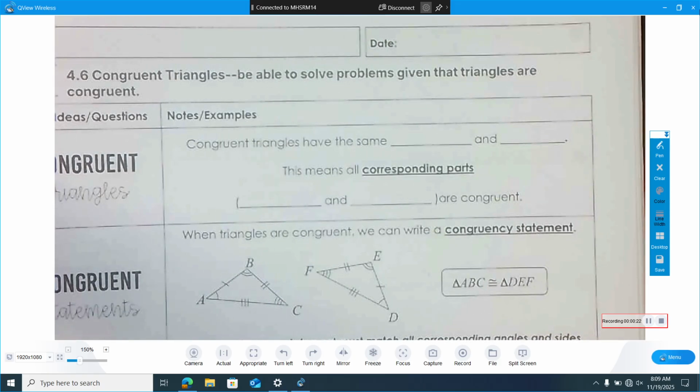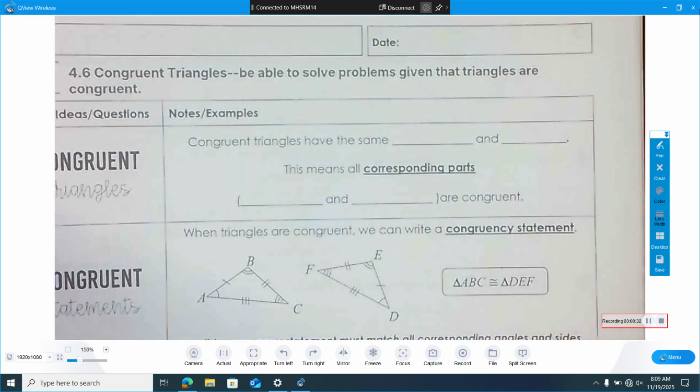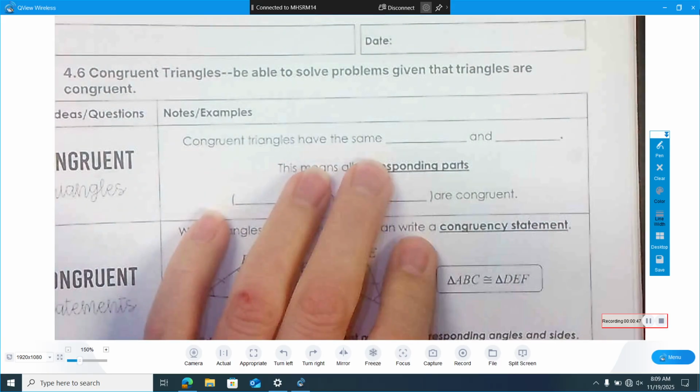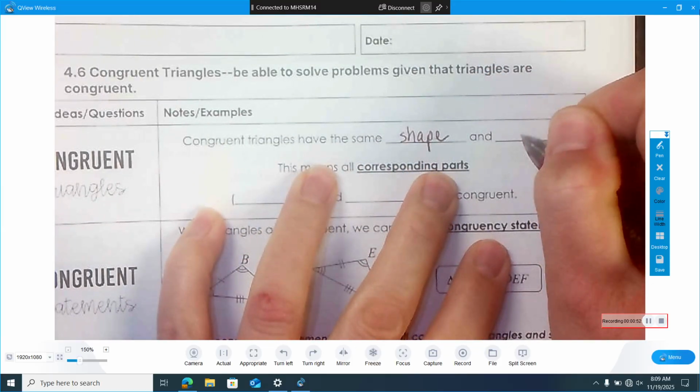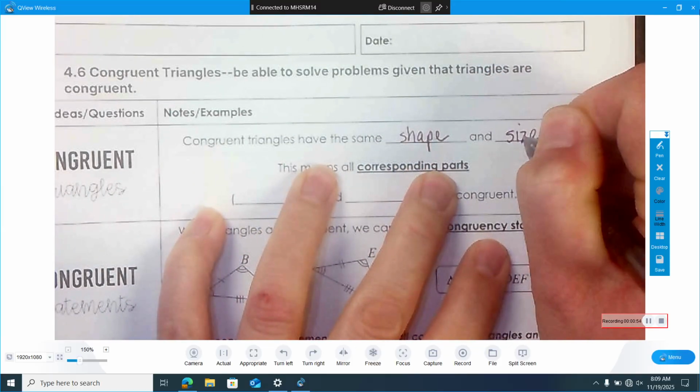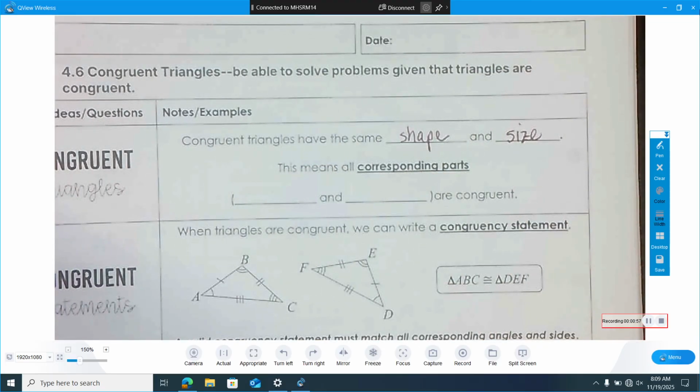Okay, today we are looking at congruent triangles. So this is 4.6, congruent triangles. We want to be able to solve problems given that triangles are congruent. And so we want to understand what it means for triangles to be congruent, which is a very useful thing. Congruent triangles have the same shape and exact same size. They are the same shape and same size.